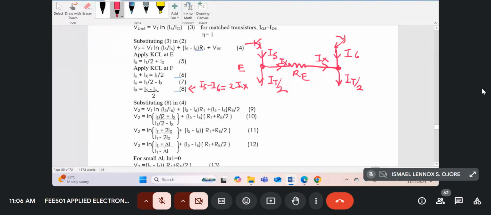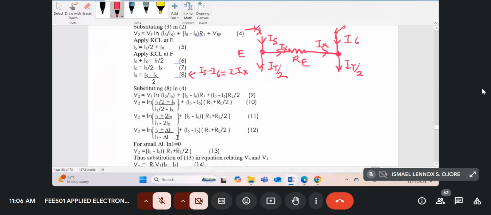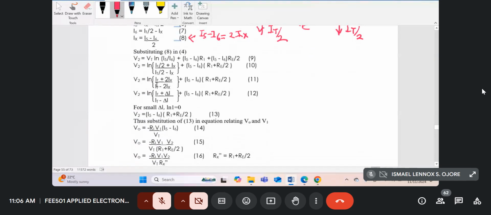I5 is IT by 2 plus IX. I6 is IT by 2 minus IX. The rest remains the same. Right-hand side of 10 remains the same. So we try and simplify what's inside the natural log bracket. So you multiply numerator, denominator, the natural log of 10 to get 11. So now you get natural log IT plus 2IX, all divided by IT minus 2IX. The rest remains the same.